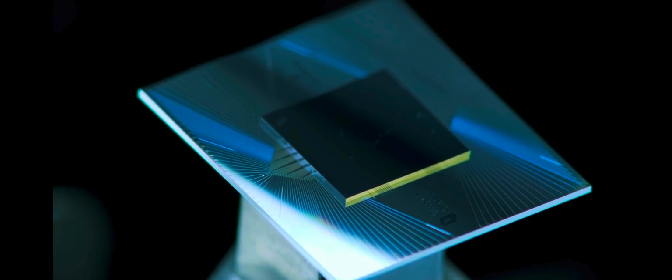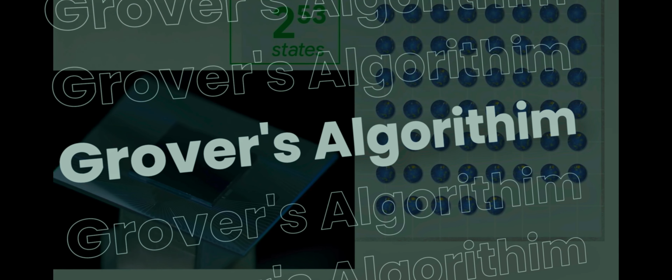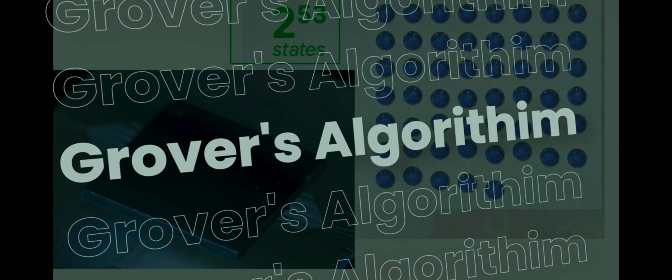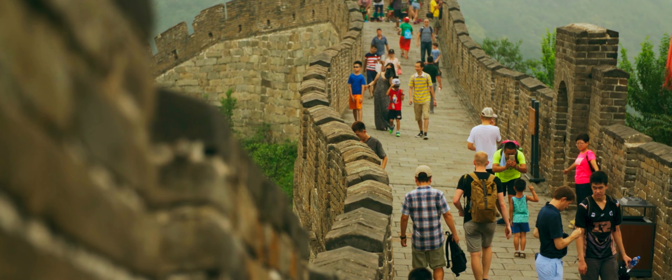Quantum computing offers a solution to this problem by using quantum algorithms such as Grover's algorithm. Grover's algorithm is a quantum search algorithm that can find the target item in an unsorted list of n items in only square root n steps. Let me explain how it works.